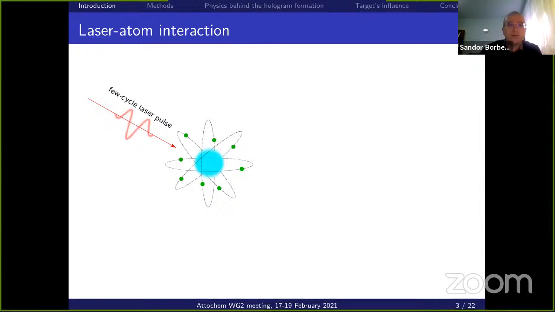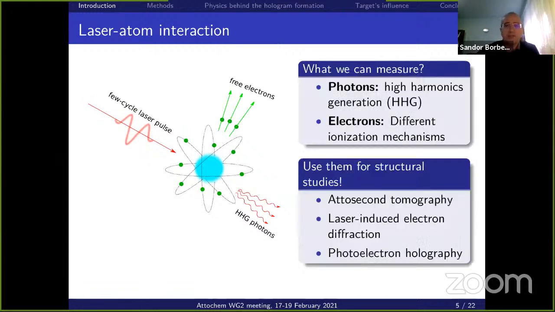As you all know, when you have an atomic system which interacts with a few cycle laser pulse, as a result of this interaction, continuum electrons and high harmonic photons are produced, which can be detected, and these detected particles can be used to extract some structural information regarding the target atom or molecule.